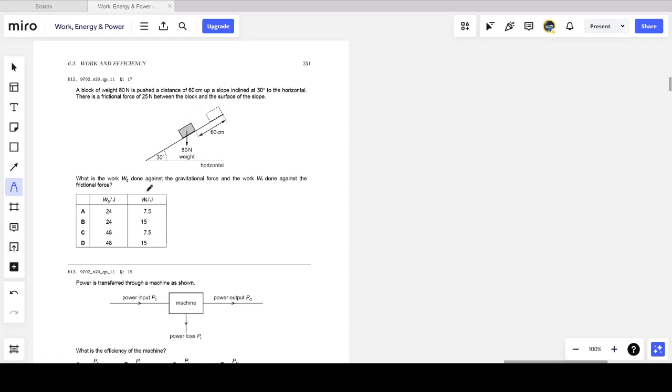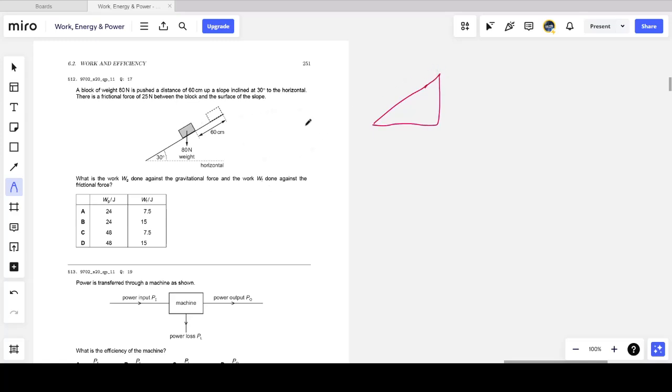We want to know the work done, Wg, against the gravitational force, and the work done, Wf, against the frictional force. So the two different types of work that are being done here. The first thing I'm going to do is figure out how much work I am doing against gravity. And that's going to be the change in gravitational potential energy. So what I need to know is the vertical height difference that the block will be moving when it goes up the slope. So I will just draw myself a right angle triangle.